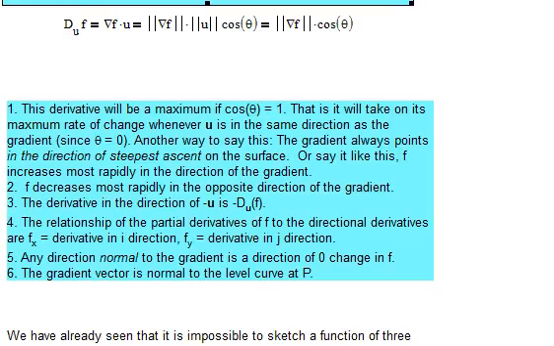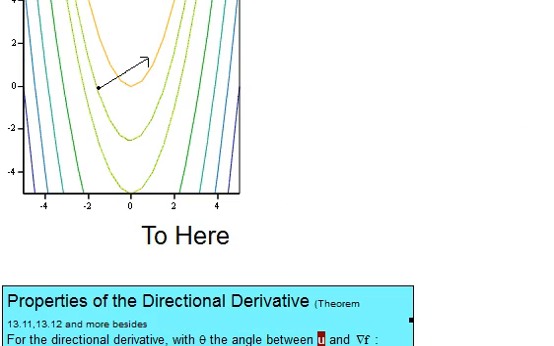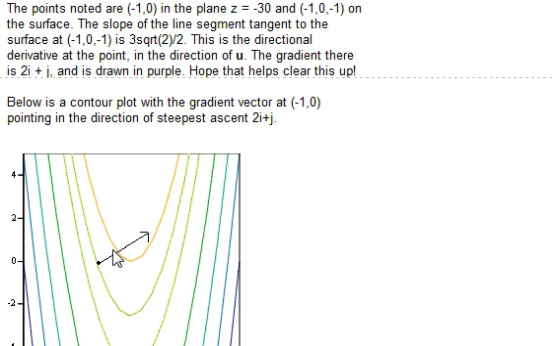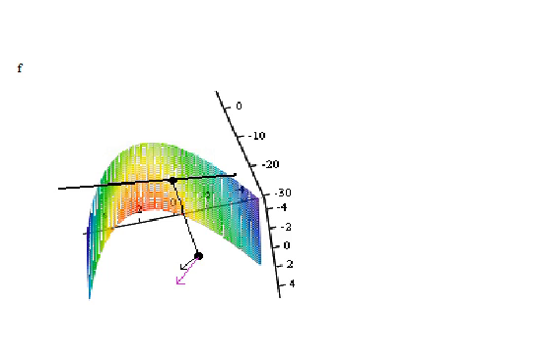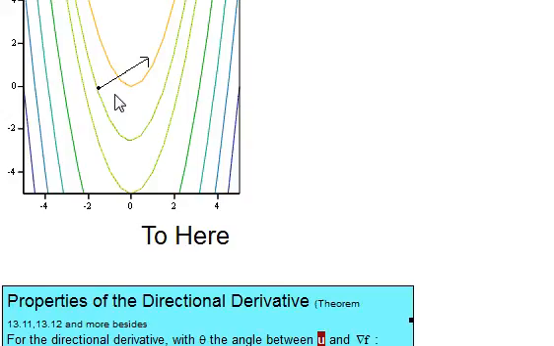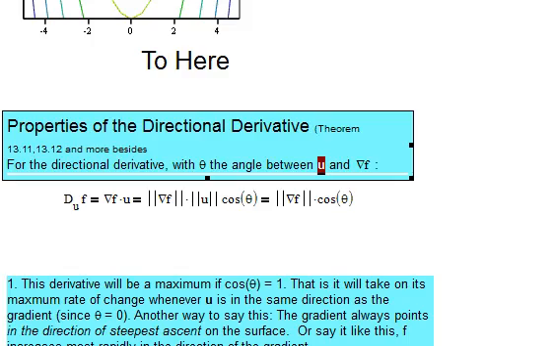So also the gradient vector is normal to the level curve at P. That's interesting. So if this is our gradient vector, and these are the level curves of this function, I hope you can see from that that this gradient vector is normal to that level curve. How about that?